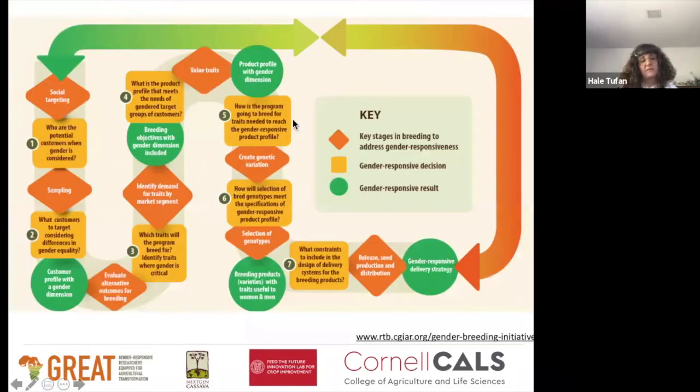So we've developed some frameworks around this, looking at the breeding cycle and looking at decision points around the breeding cycle. Where are decisions that need to be made, and how can we have intentional gender responsive results from those decisions? So if you're interested, if you just Google Gender Breeding Initiative, all this material will come up.